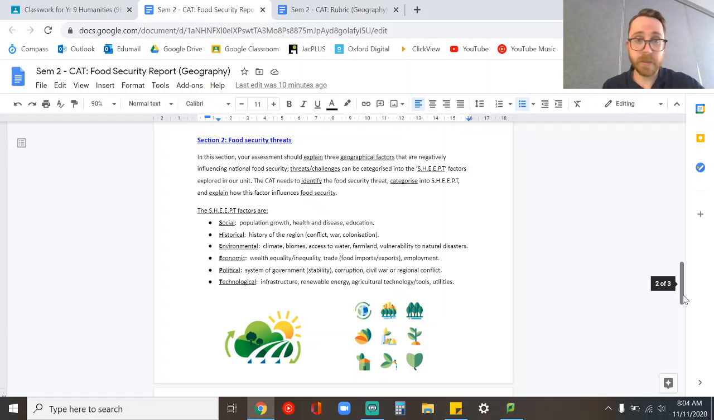So let's say climate change. That would be placed into environmental. Let's say the government in my country has all the food. There's enough food to feed everyone, but they're stealing it all. That corruption of political systems would be political. So you need 3 threats, and then you need to place them into the SHEEPED categories, and then explain how this influences food security.